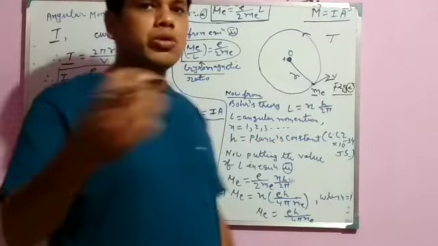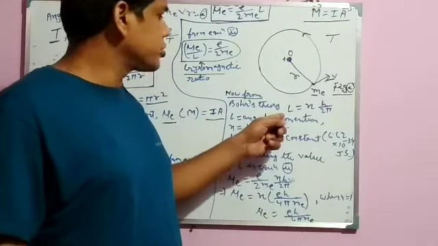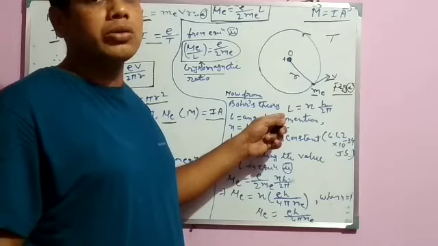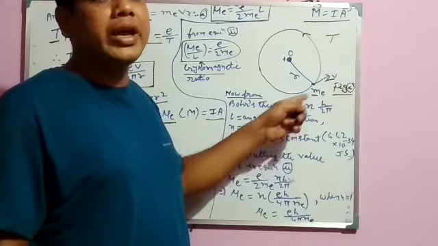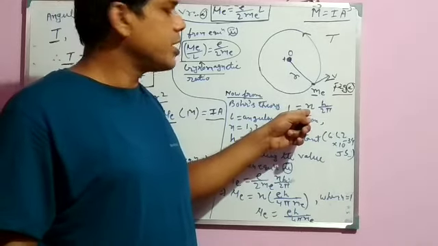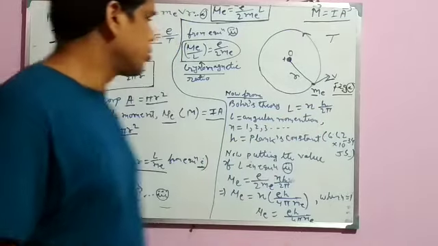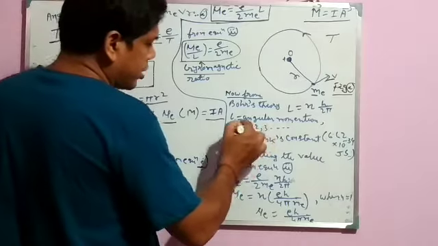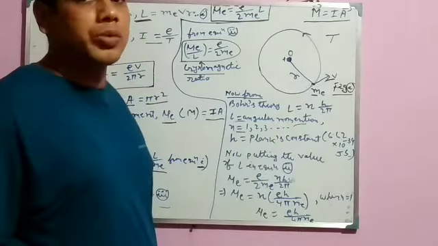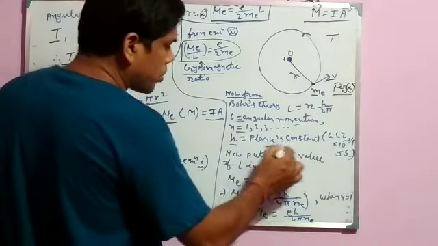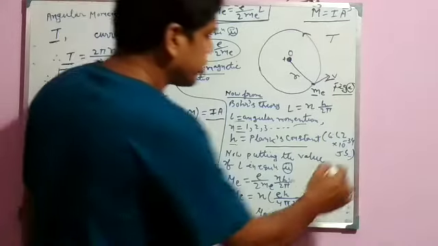According to Bohr theory, Bohr gave three postulates. Out of those three postulates, one is very important. According to that postulate, angular momentum is equal to nh by 2π. Here n is an integer 1, 2, 3, also called the principal quantum number, and h is the Planck constant. Its value is 6.62 into 10 to the minus 34 joule second, and this is the unit.